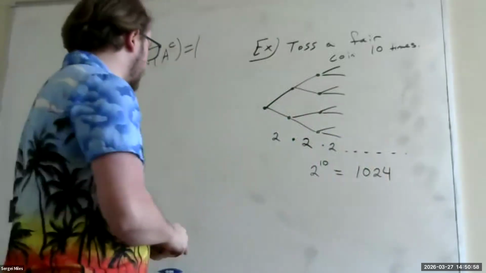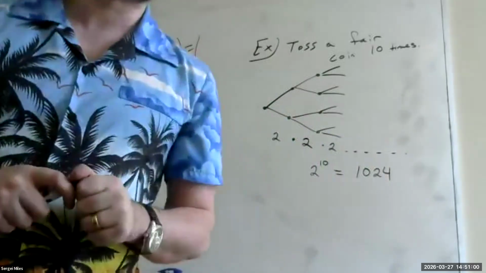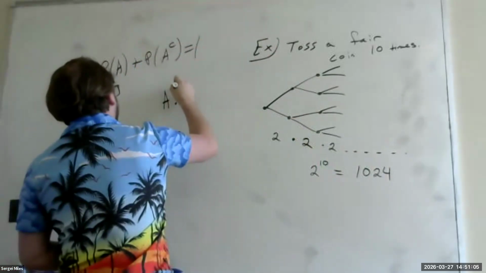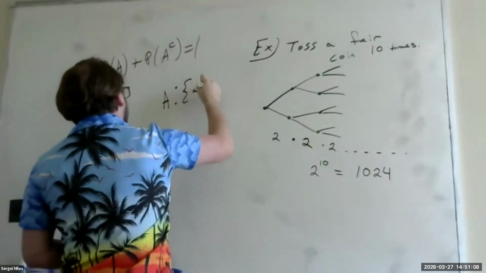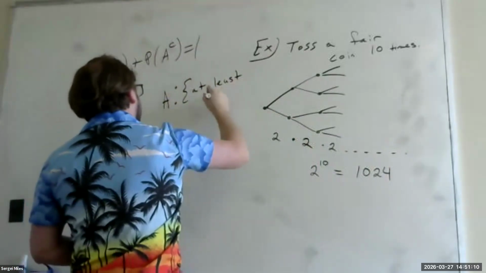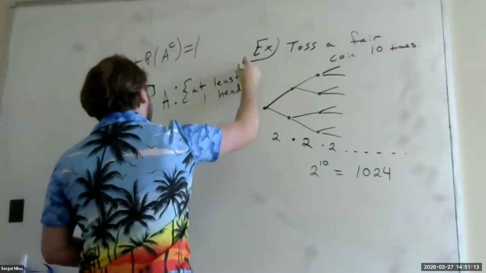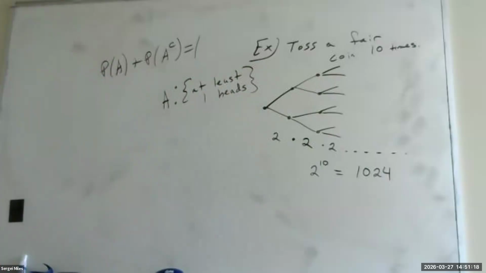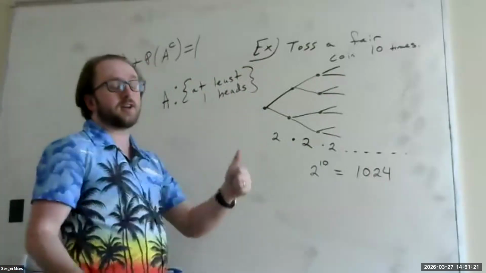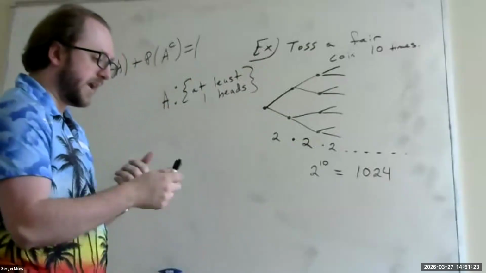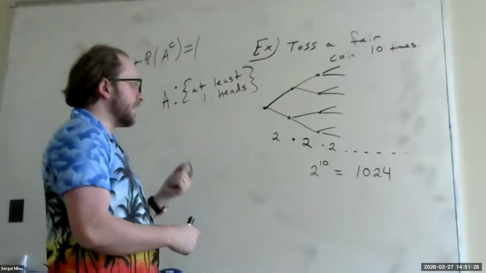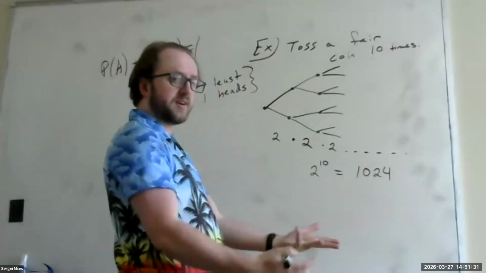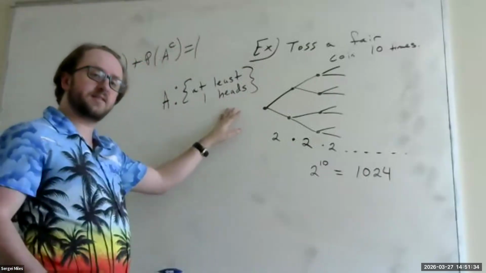Okay. But now let's go back to the question. The question says, let A be the event that we observe at least 1 heads. At least 1 heads. Okay. Well, what's the issue here? Well, I could list all the ways I could get 1 heads. That would be 1 heads and 9 tails. But did I get that one heads on the first toss, or the second toss, or the third toss, or the fourth toss, or the fifth toss? There's a lot of ways to get one heads.